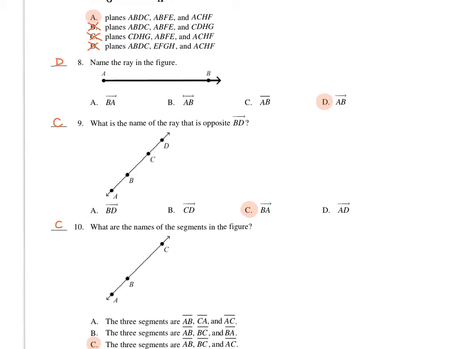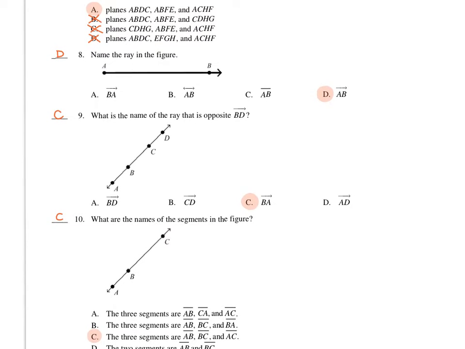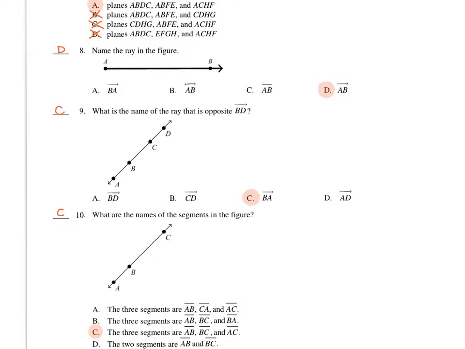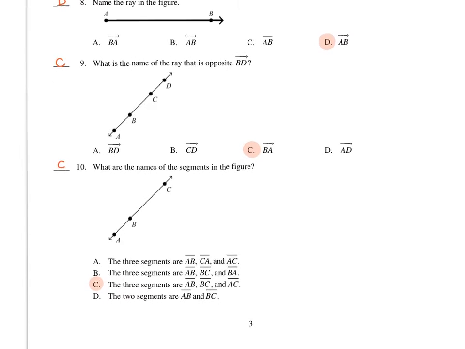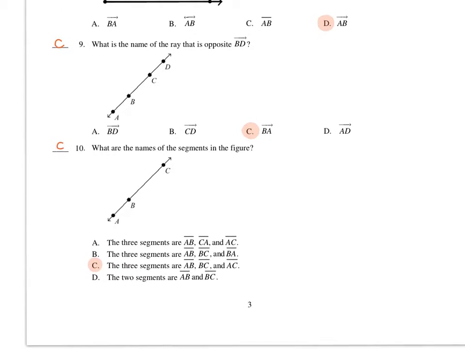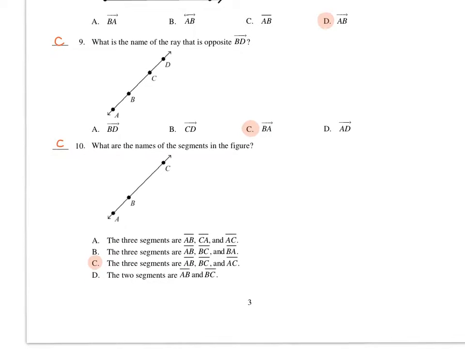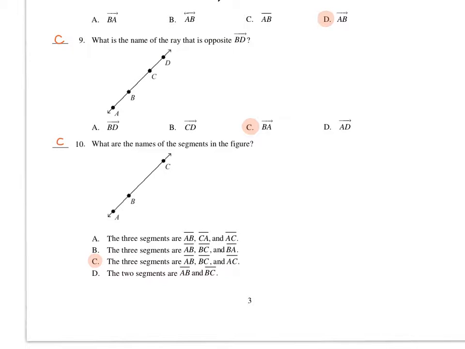9 is C. What's the name of the ray opposite BD, which would be ray BA? Opposite rays have to have the same endpoint, but the arrows point in opposite directions. 10, what are the names of the segments in this figure? So there's AB, there's BC, and there's AC. Questions on those?